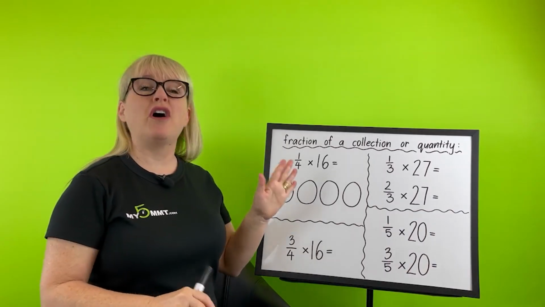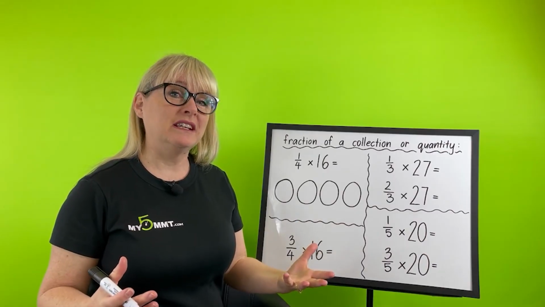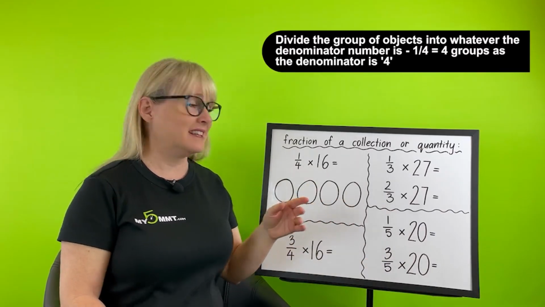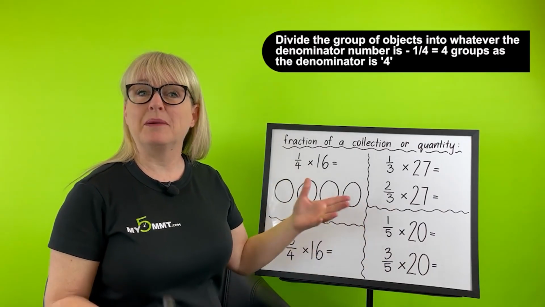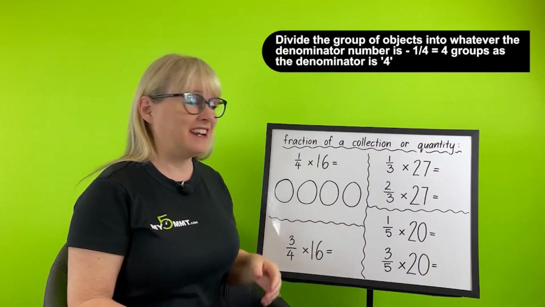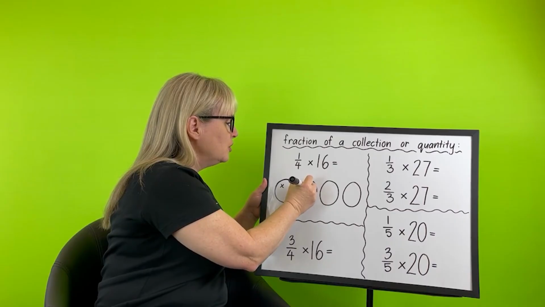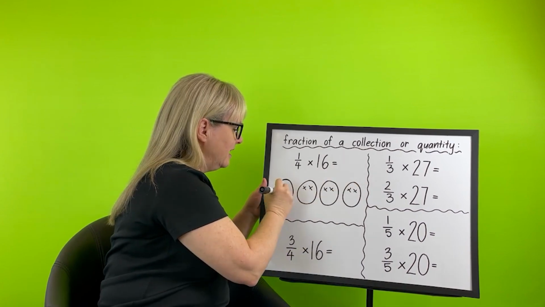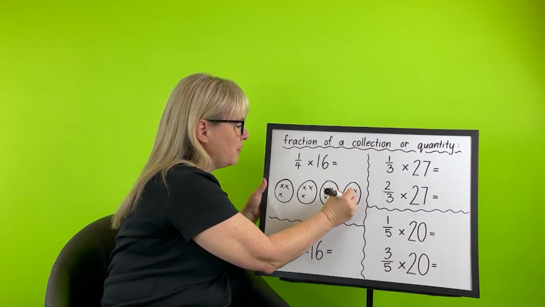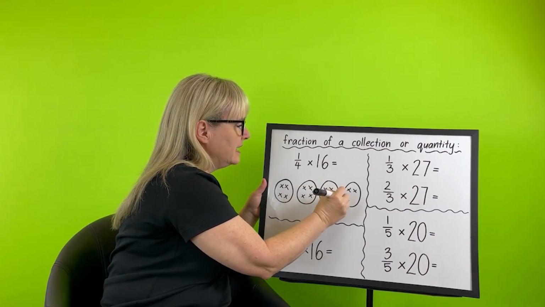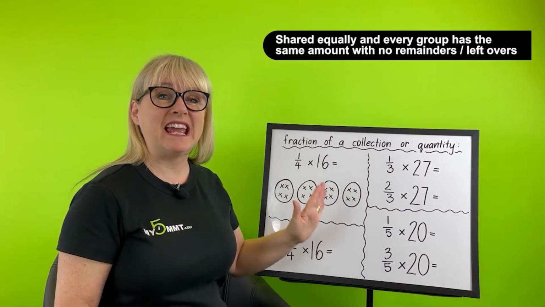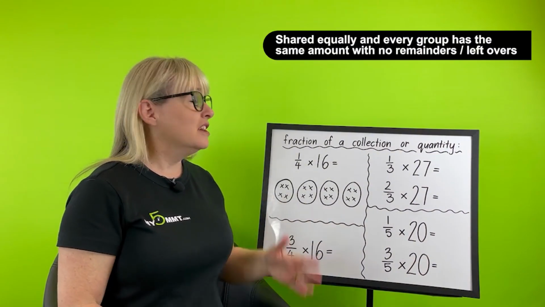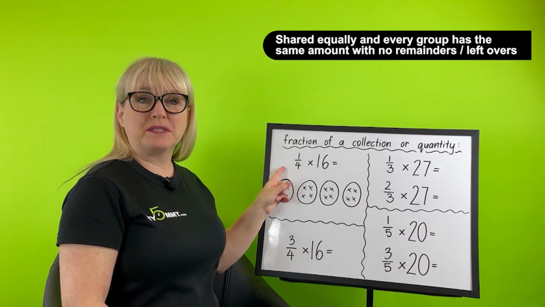I've got 1/4 of 16. So I'm basically wanting to divide it into 4 groups because quarters are 4 groups, 4 equal parts. I've got 4 different groups here and I'm going to count and share out my 16 items. So I've got 1, 2, 3, 4, 5, 6, 7, 8, 9, 10, 11, 12, 13, 14, 15, 16. Now notice that I shared equally and every group has exactly the same amount. There's no leftovers. So I want 1 out of the 4 groups, 1/4.